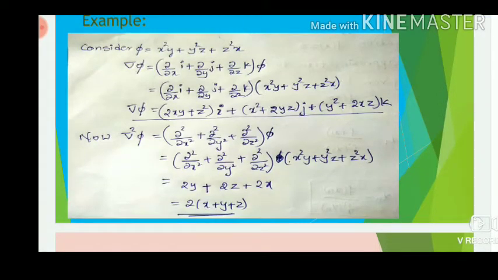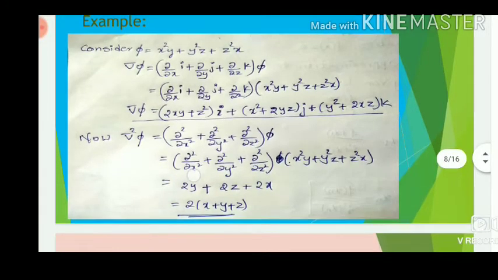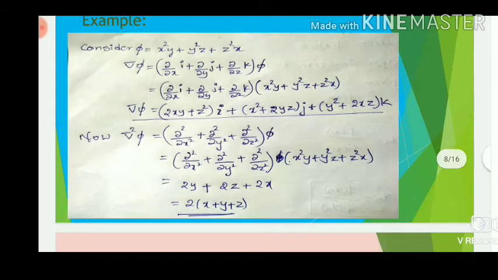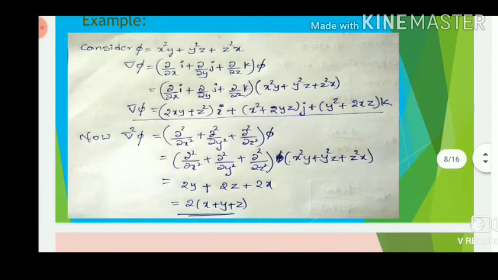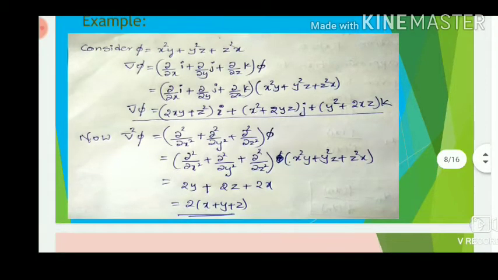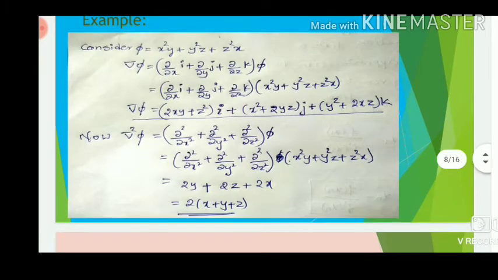Now differentiating phi partially, that is dou square by dou x square. How to find dou square by dou x square? First we have to differentiate with respect to x partially, that is dou by dou x. Again we differentiate with respect to dou by dou x, so we get dou square by dou x square. This is the second order partial derivative of x. Dou square by dou y square is the second order partial derivative of y. Dou square by dou z square is the second order partial derivative of z. So we will get the answer as 2y plus 2z plus 2x, which simplifies to 2 into (x plus y plus z).